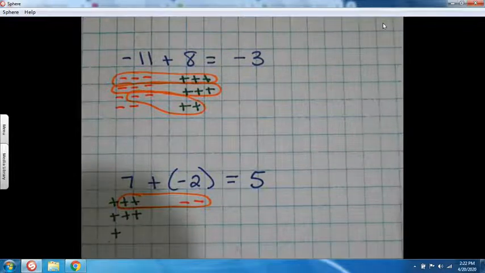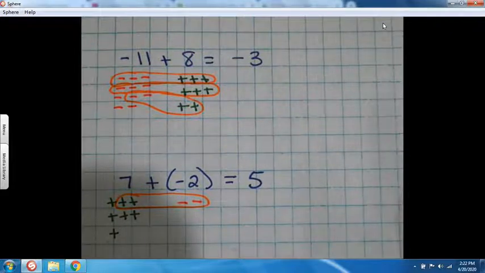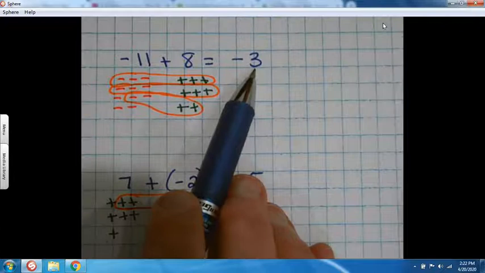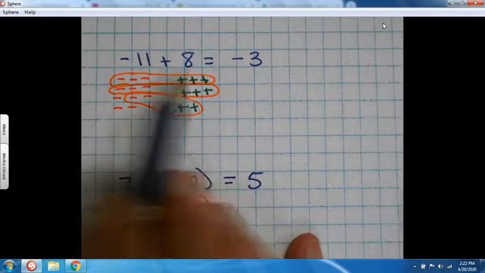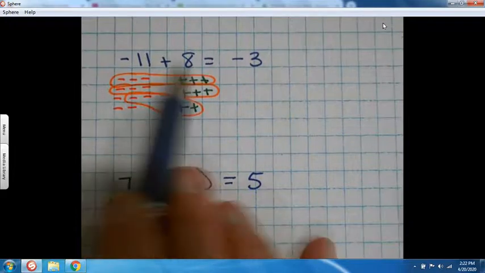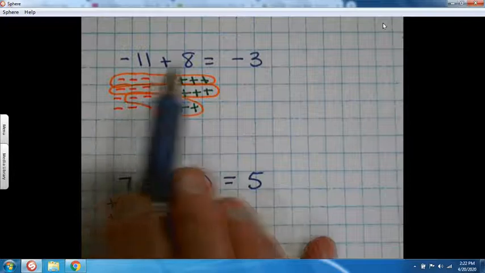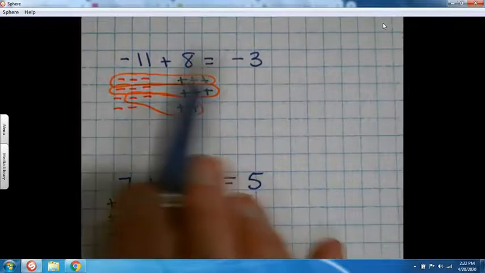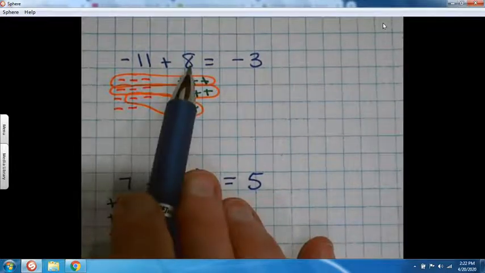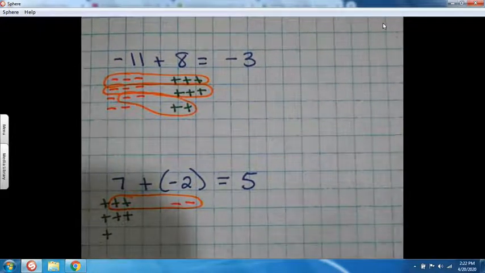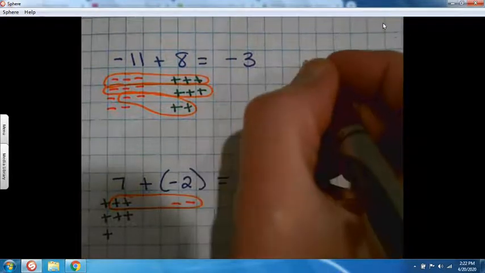And so let's think about that for just a minute. How did we really get this 3? Did we add these two? Or did we actually subtract these two? What is 11 plus 8? Not 3. But what's 11 minus 8? 3. So in order to solve this problem, believe it or not, we actually subtracted.